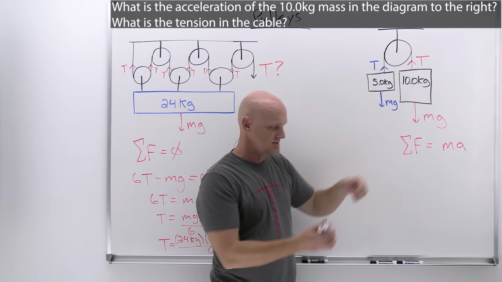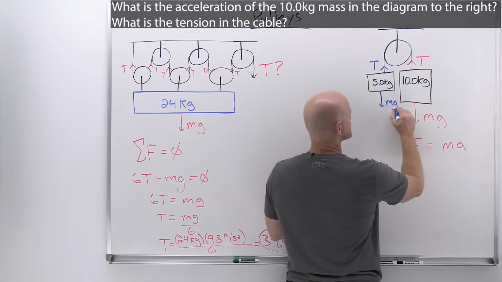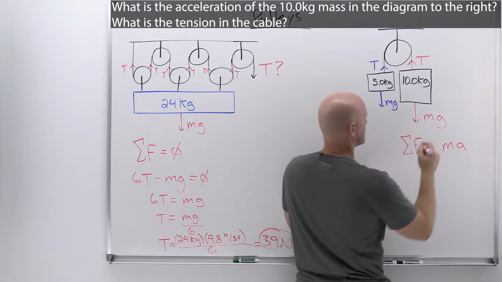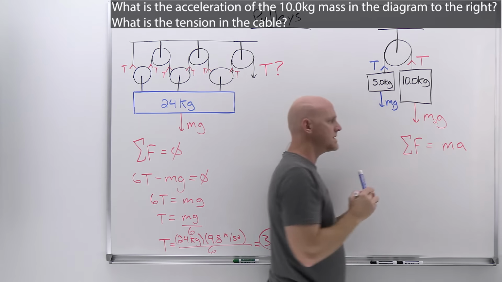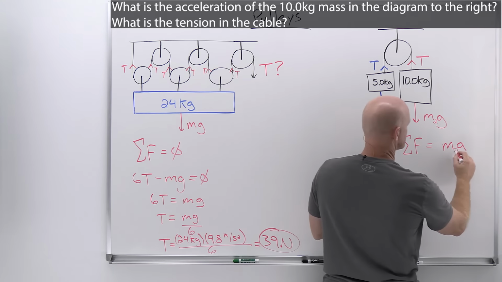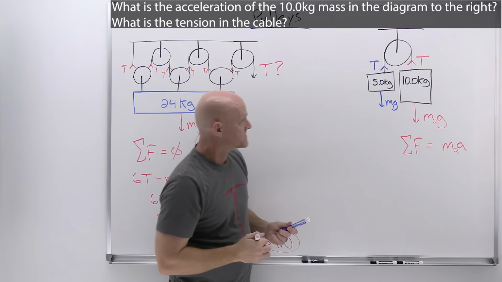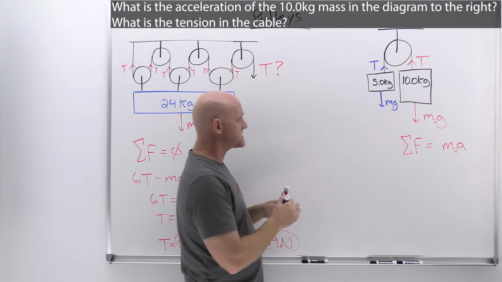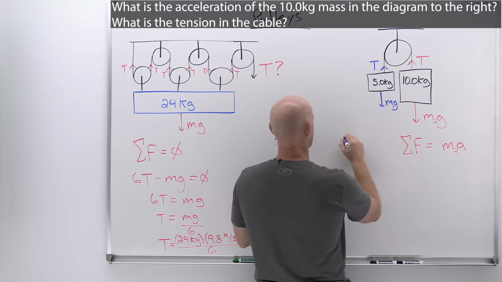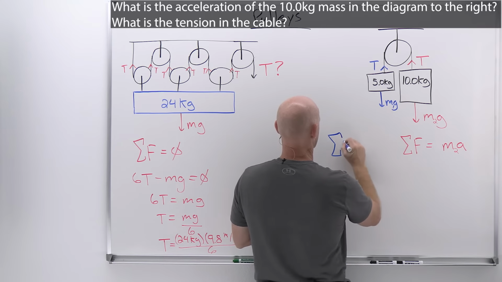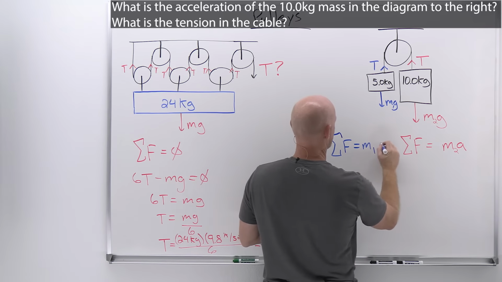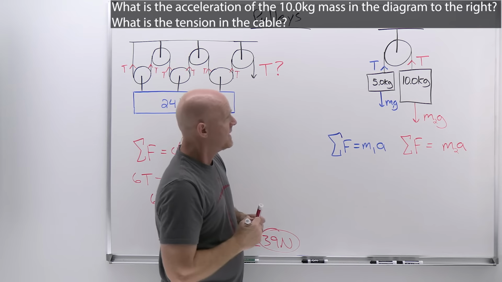These are different masses, and so maybe we more properly label these as m1 here and m2 here, and then this becomes m2a, as we'll see, and we'll do the same thing, set up the sum of the forces for this one. Sum of the forces is going to equal m1 times a this time.